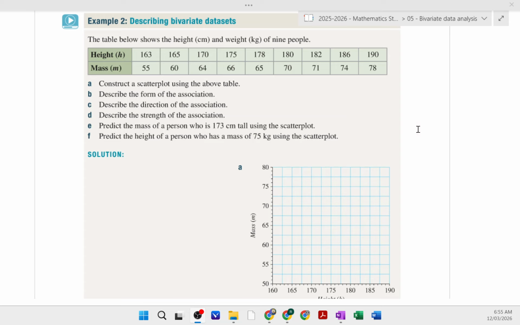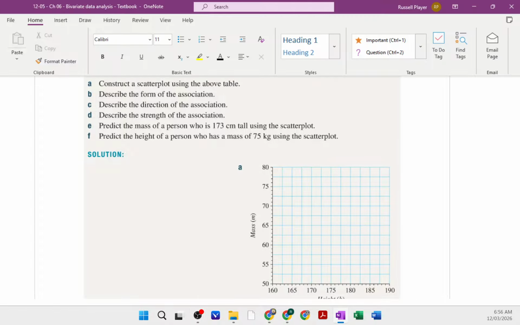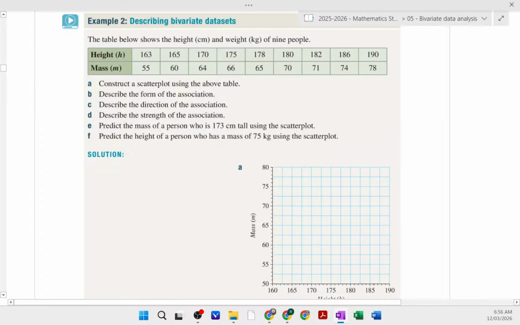2, describing bivariate data sets. So we have got the height and weight of 9 people. We're going to construct a scatter plot using the above information, then have a look at the form of the association, the direction and the strength, and then we're going to do some predictions based on that.